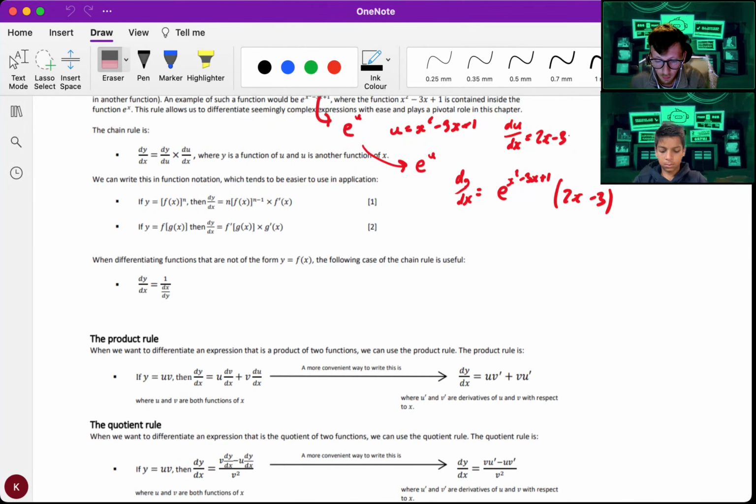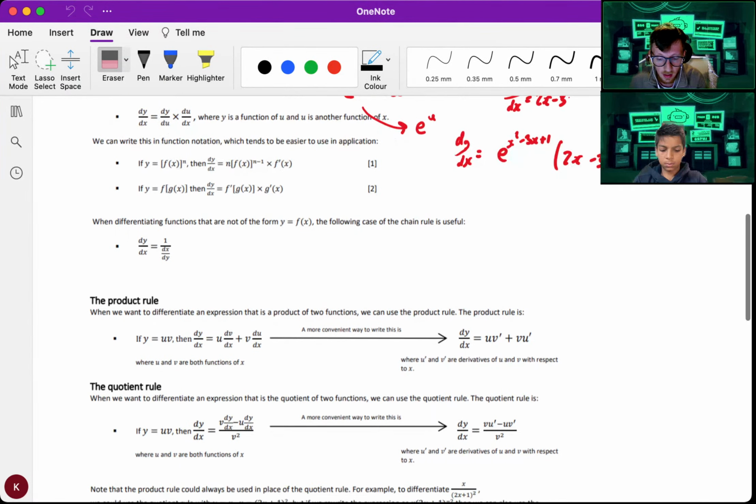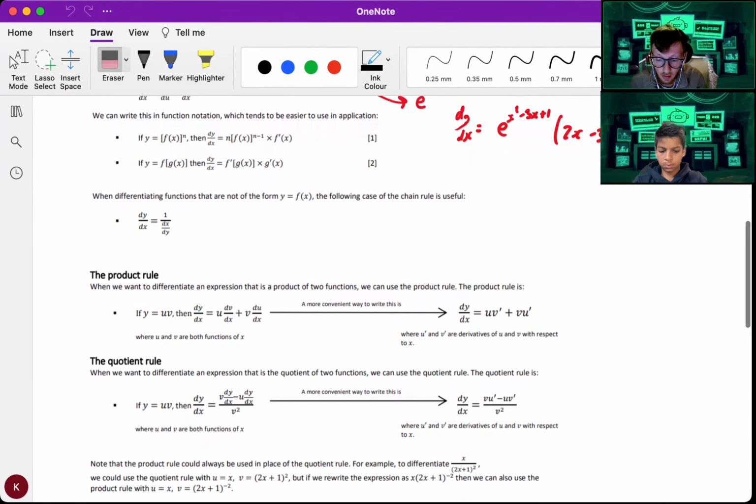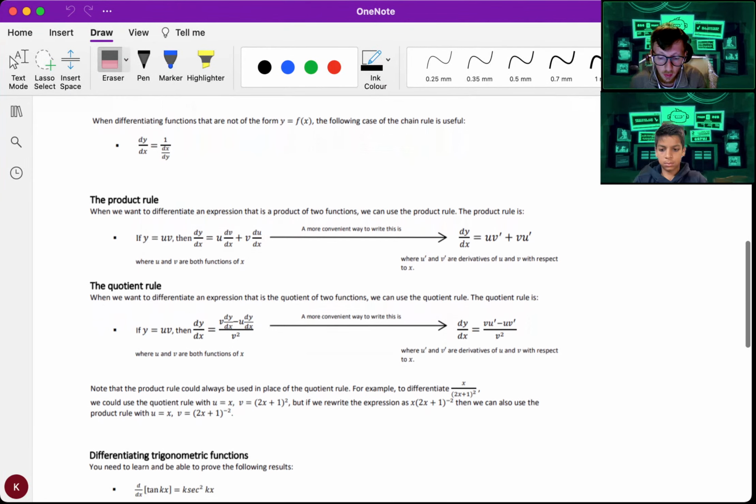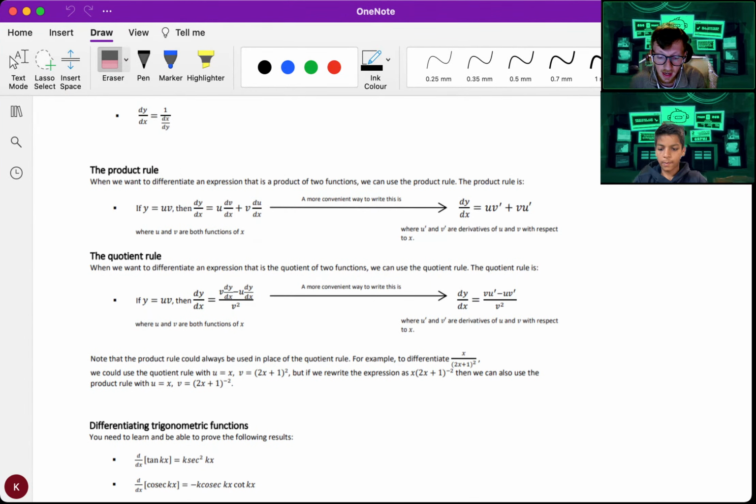Another result from the chain rule is that if the equation is not in the form of y equals some function of x, then we can use the fact that dy/dx is actually just the reciprocal of dx/dy. So we could differentiate with respect to y, and then just find the reciprocal of that function, and that's another way of finding dy/dx.